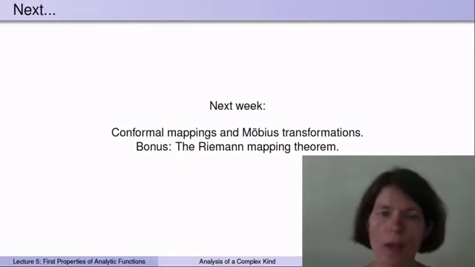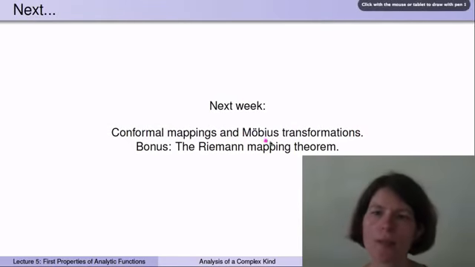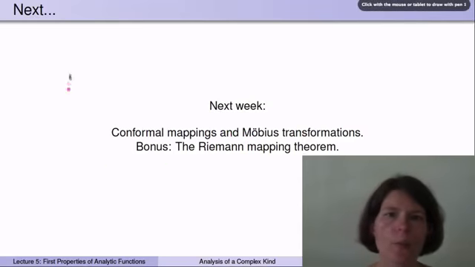Next week, we'll study conformal mappings. Those are analytic functions that are injective, or one-to-one in addition, and they'll have some very special properties that we'll learn about. We'll talk about some examples of conformal mappings, namely the Mobius transformations, that are fascinating in and of themselves. And as a bonus, I'll show you the Riemann mapping theorem, which says the following.